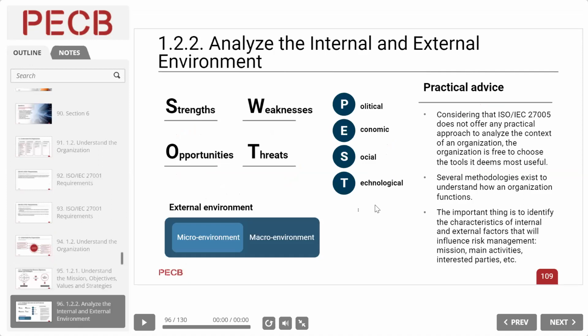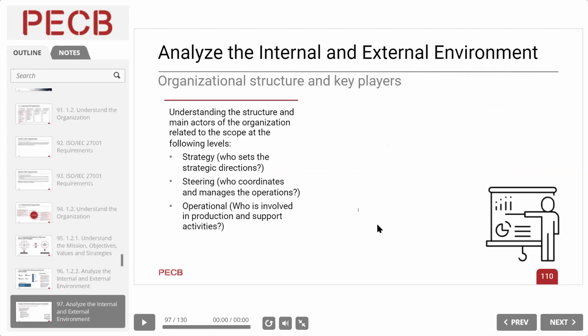Okay, so various tools can be deployed here to do the analysis of the internal and external environment. SWOT, the PEST, all these will enable you to do the analysis properly, okay, and come up with results that would inform the project team. Some of the things that we're looking at: organizational structure. We need to look at the organizational chart. Okay, we need to understand who are the key players within the organization.